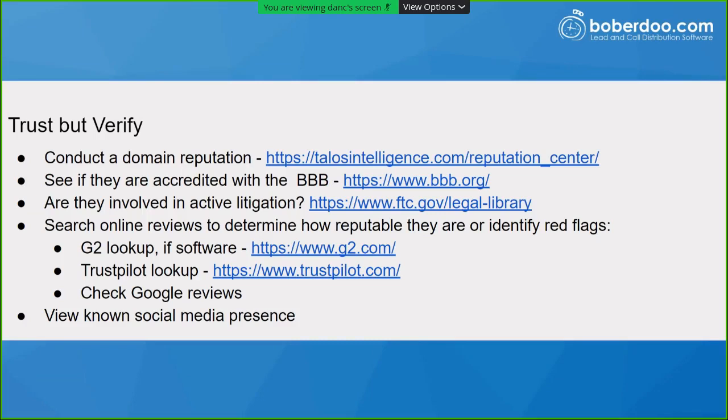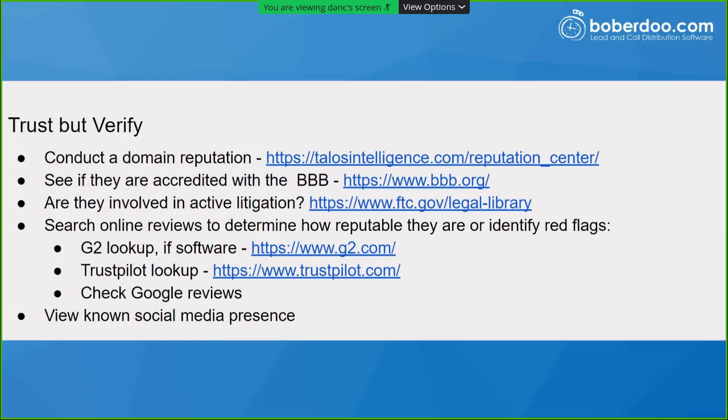So there are certain tools. There are some URLs here. They're just food for thought on areas you can look. So if you were dealing with an online marketer and you wanted to know if their domain has a reputation for sending massive amounts of spam, a service like Talos Intelligence, which is actually Cisco, can do a reputation check on a domain. You could look to the Better Business Bureau and do a lookup there, see if your customer is accredited.